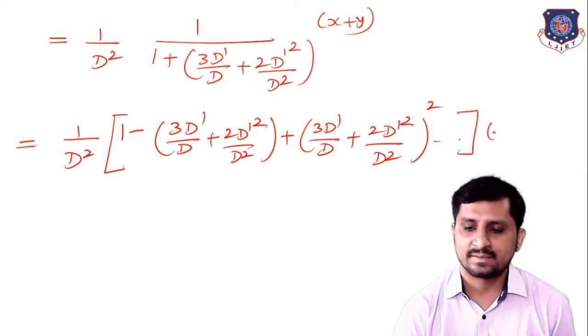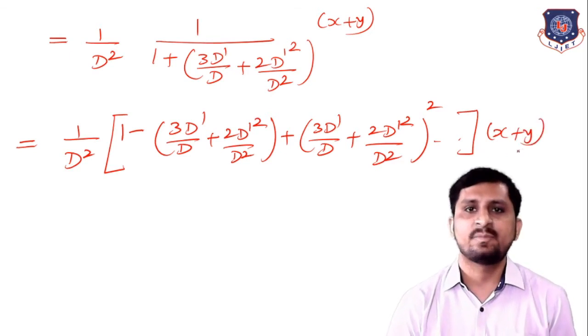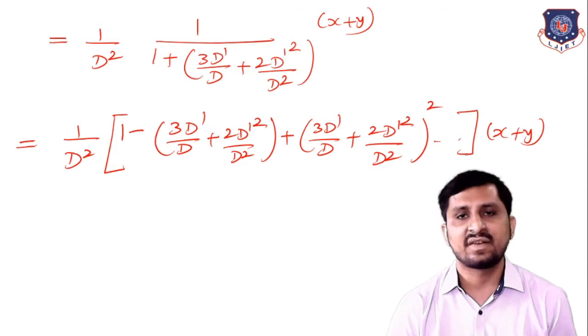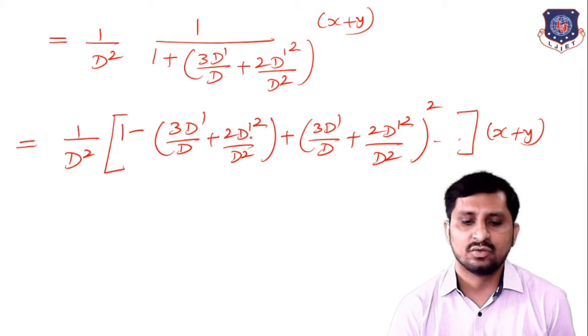Acting on x plus y. Now we know that differentiation of x plus y with respect to y gives 1 only for the first differentiation. From the second differentiation all the values are 0. So the term with 2D dash square, which means differentiating this function with respect to y two times, becomes 0. All other terms also become 0, because they have D dash square, and the next is D dash cube. So all other terms are 0.